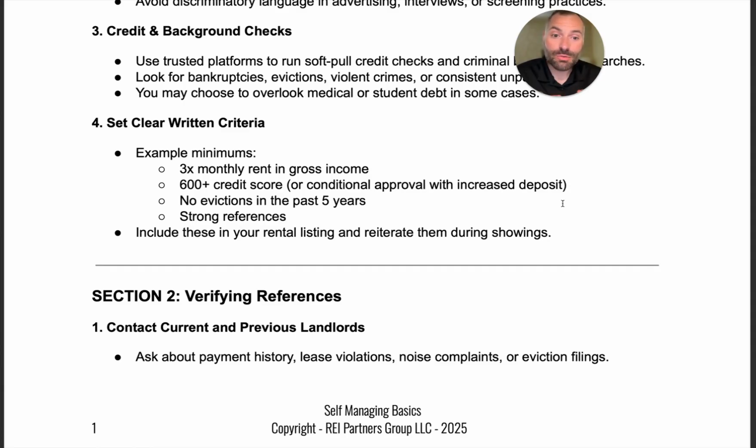But make sure you stick to your rules about security deposit in your state, because in our area, you can't ask for more than 2 months rent in a security deposit. No evictions in the past 5 years, but really no evictions anytime.